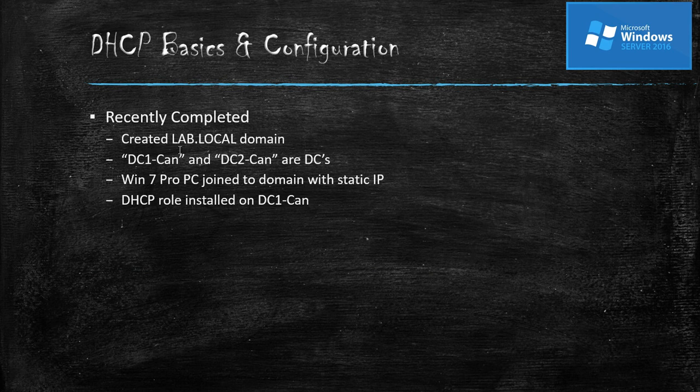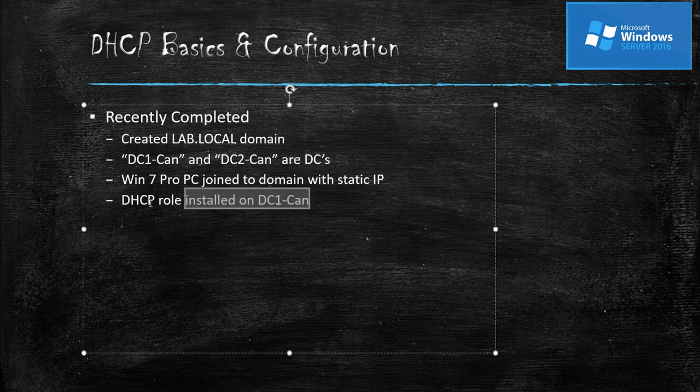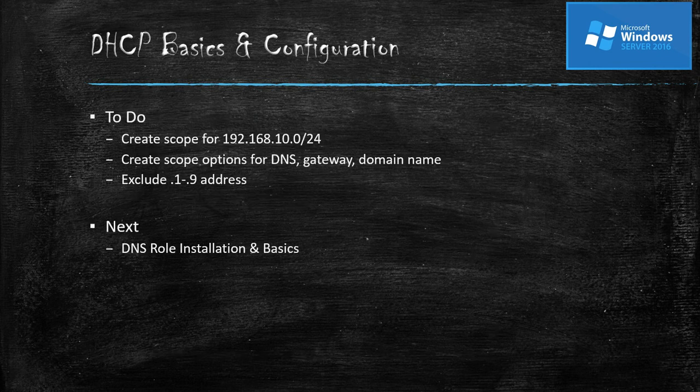So far we've created a domain with 2 DCs and a Windows 7 PC that's waiting for an IP address. It was set up with a static IP before, and the DHCP role has been installed in the previous video on DC1-CAN. In this video we're going to create a scope, set scope options, and then we're going to exclude some addresses and test it out on that Windows 7 PC. After this we'll start talking about DNS.